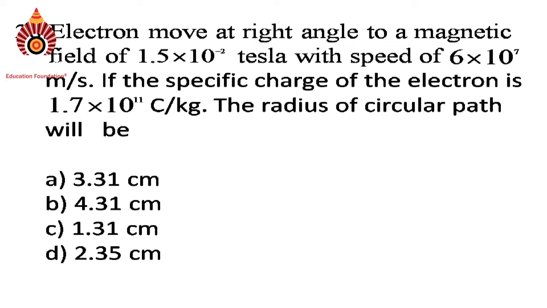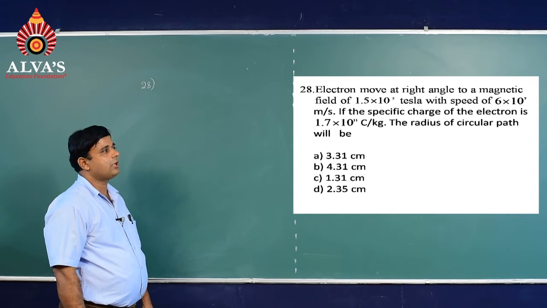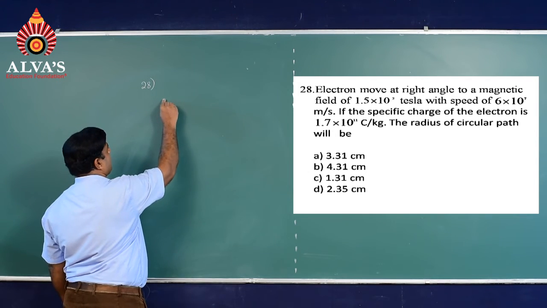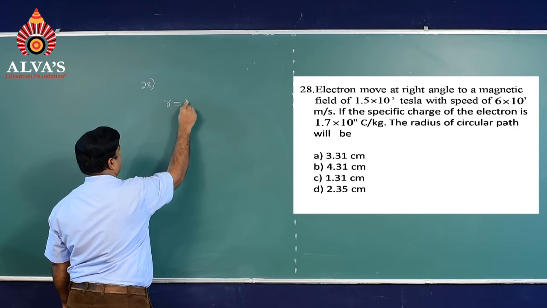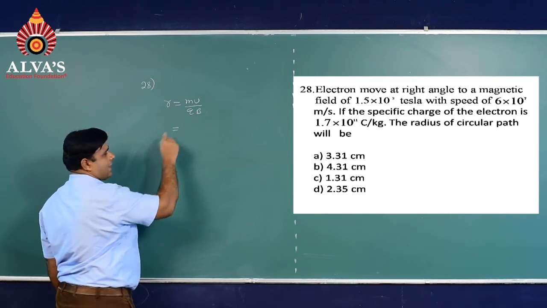An electron moves at right angles to a magnetic field of 1.5 into 10 to the power minus 2 Tesla with the speed of 6 into 10 to the power 7 meter per second. If the specific charge of the electron is 1.7 into 10 to the power 11 coulomb per kilogram, the radius of the circular path will be. Here the electron is moving in the field normally, implying it should move in a circular path of radius m into v divided by q into B.